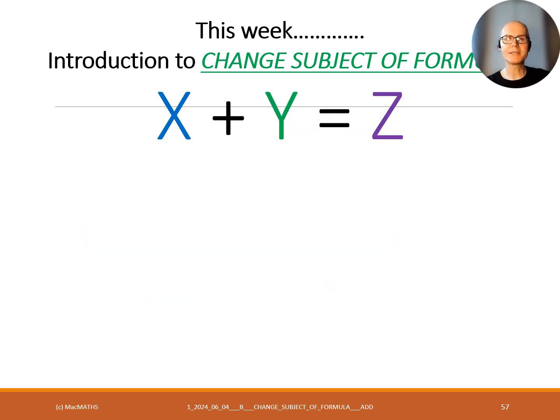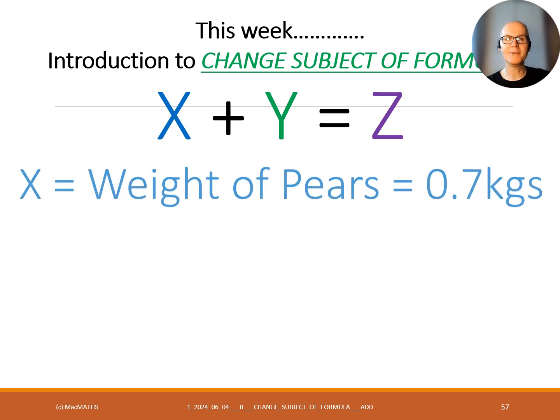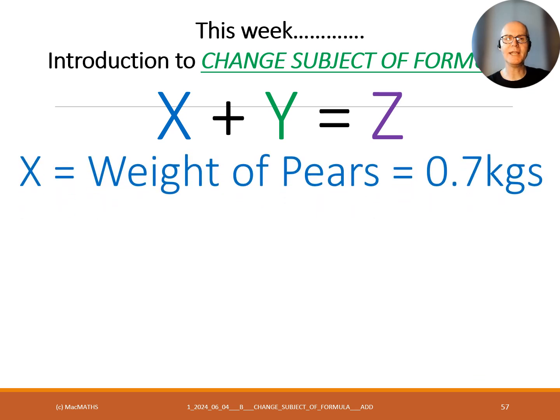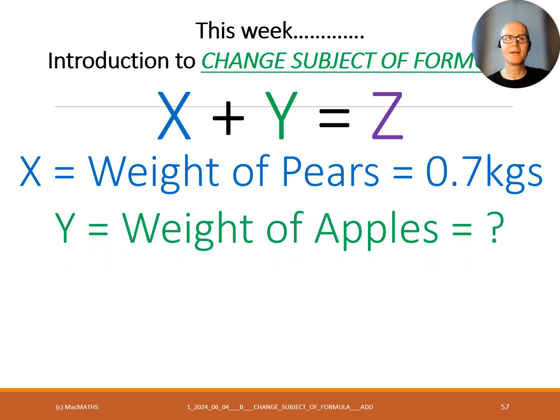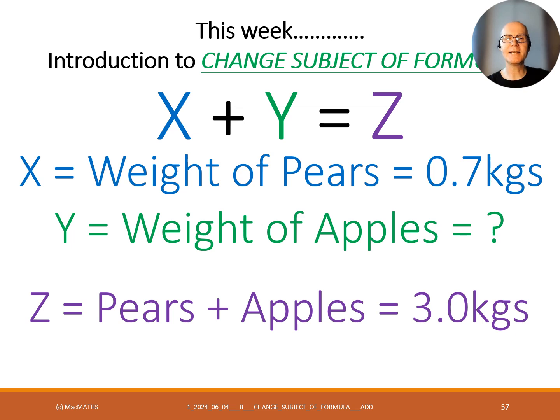We're going to use X plus Y equals Z again, where X is the weight of a bag of pears, 0.7 of a kilogram. Y, the weight of a bag of apples, is our target to find out. And Z is the combined weight of a bag of pears and a bag of apples. And we're told that that is 3 kilograms in total.